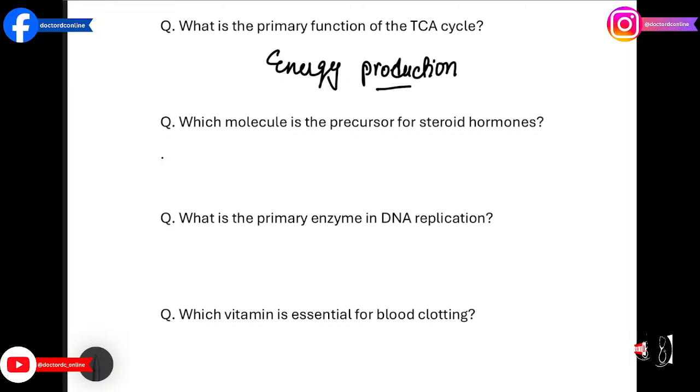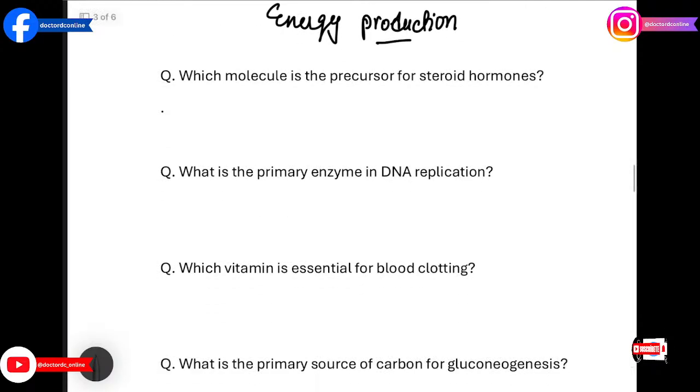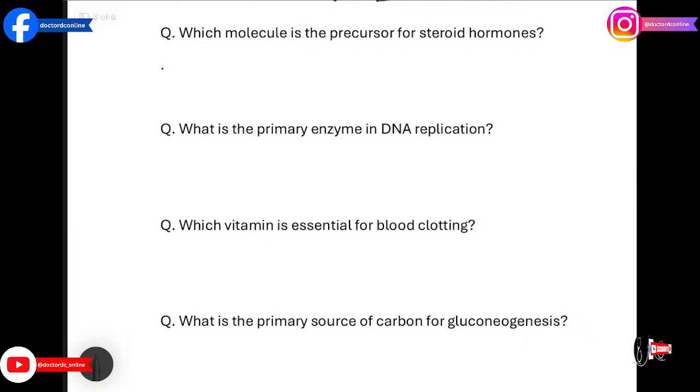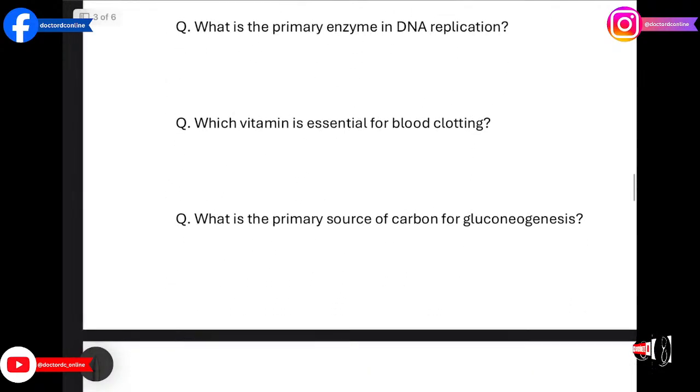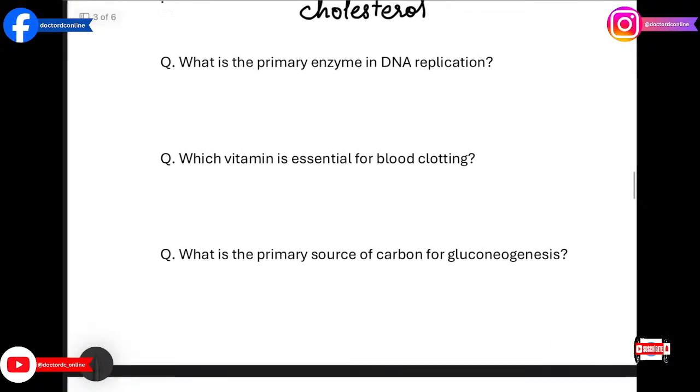The next question is, which molecule is the precursor for steroid hormones? And the answer is cholesterol, because it is converted to pregnenolone in the adrenal glands and gonads. The next question is, what is the primary enzyme in DNA replication? And the answer is DNA polymerase. It synthesizes new DNA strands by adding nucleotides.